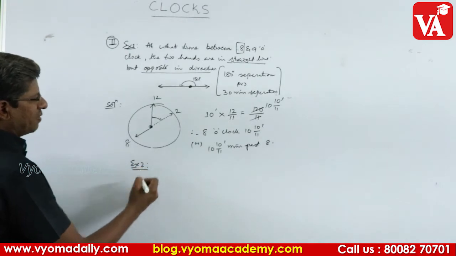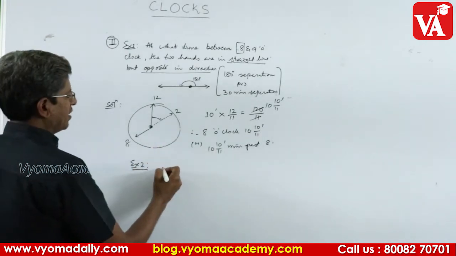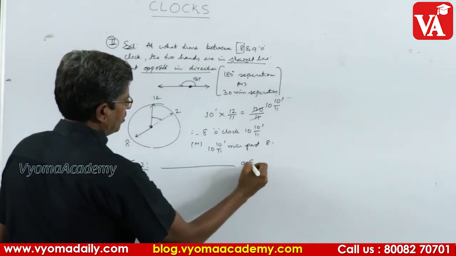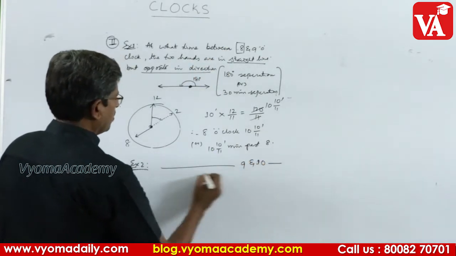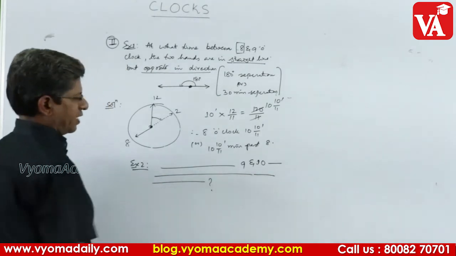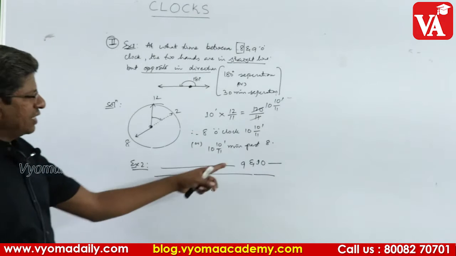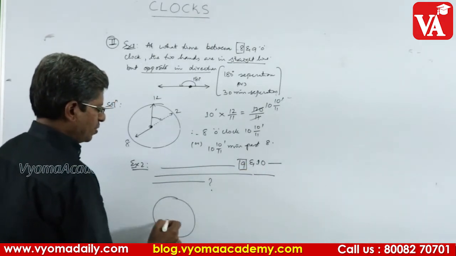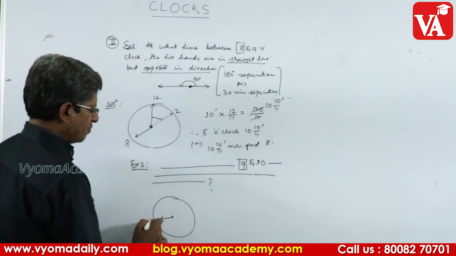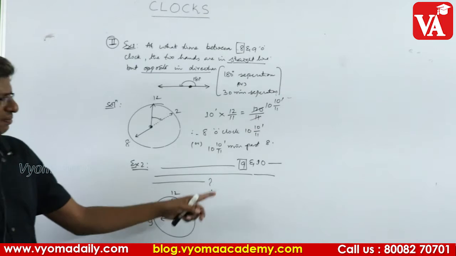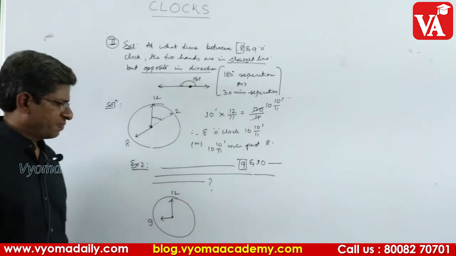Now let me explain one more model so that you will understand this one. Everything is the same. At what time between, I just change the timing here, 9 and 10 o'clock, everything is the same, in the same straight line but opposite in direction. Only the change is here, in between 9 and 10. So as usual you have to imagine what? The starting time you always imagine, 9.